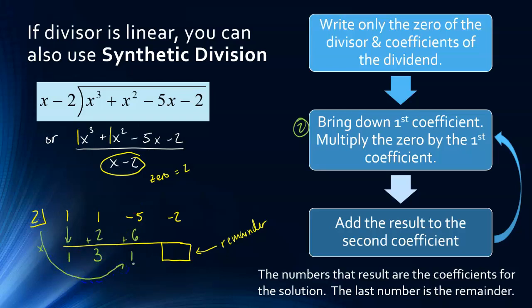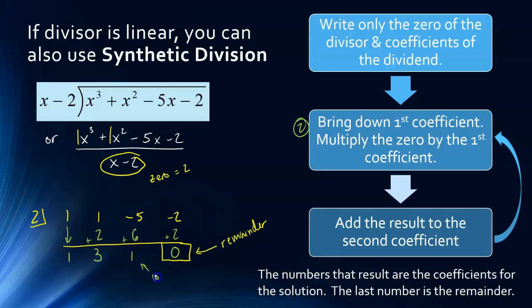Repeat the process one more time. 2 times 1 is 2. When I add these together, I get 0. So this is a remainder of 0. So now we're at the very last step. The numbers that result are the coefficients for the solution. The last number is the remainder. So the order that it goes is the last number is the remainder.